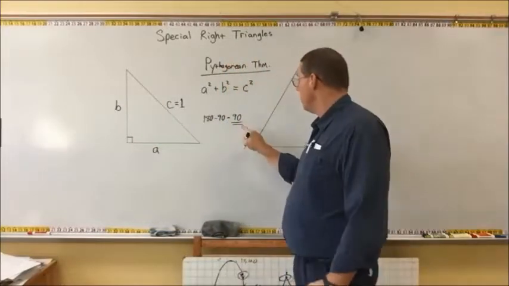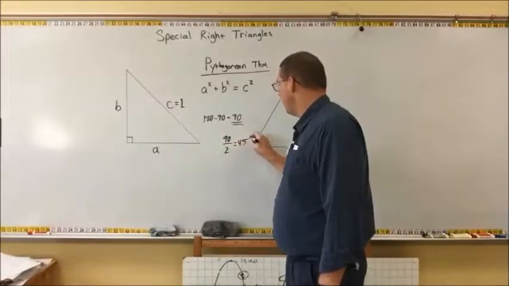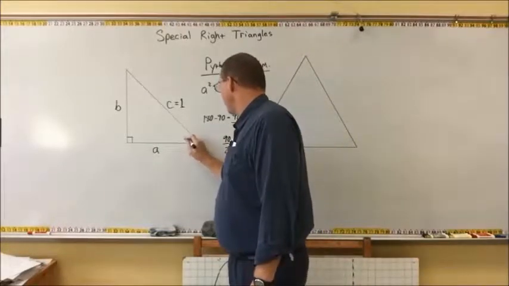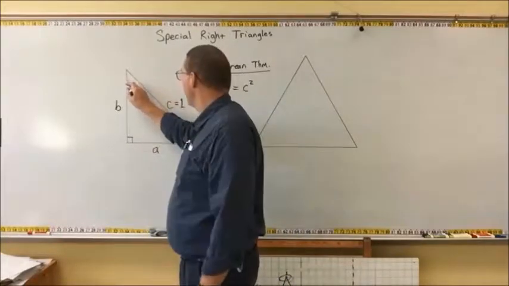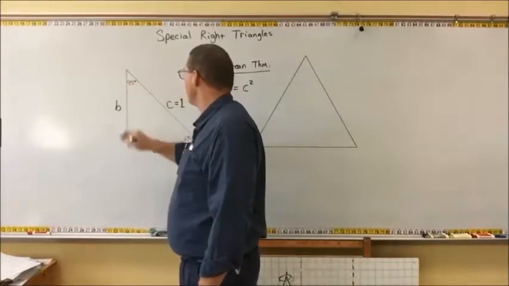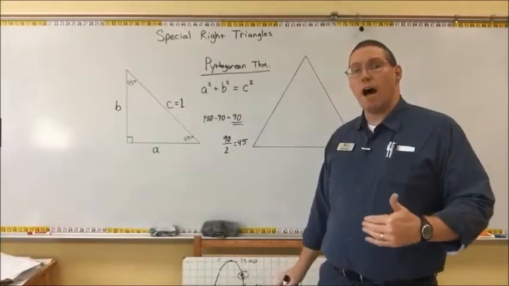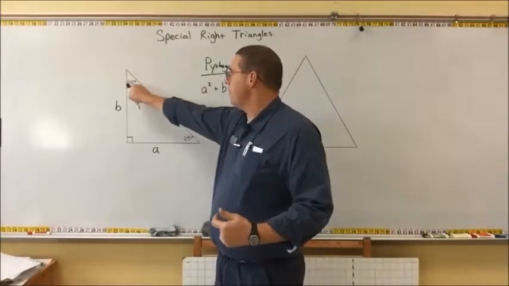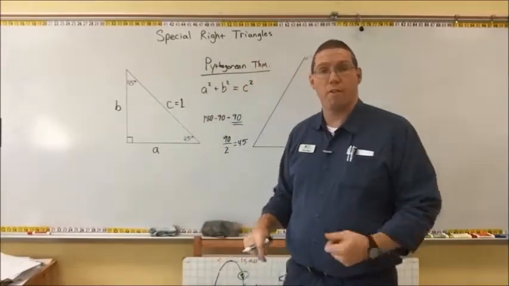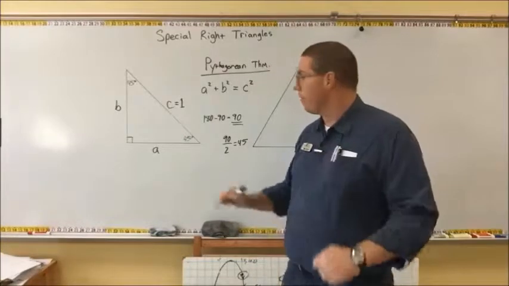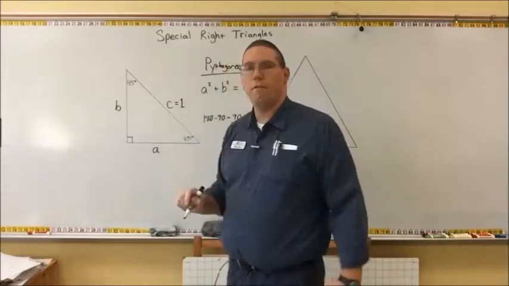So we're splitting the 90 in half. 90 divided by 2 is 45. So we're going to put a 45-degree angle in here, and this angle over here is also a 45-degree angle. And so this is called a 45, 45, 90 right triangle. But it's a special 45, 45, 90 right triangle: it has a hypotenuse of 1.